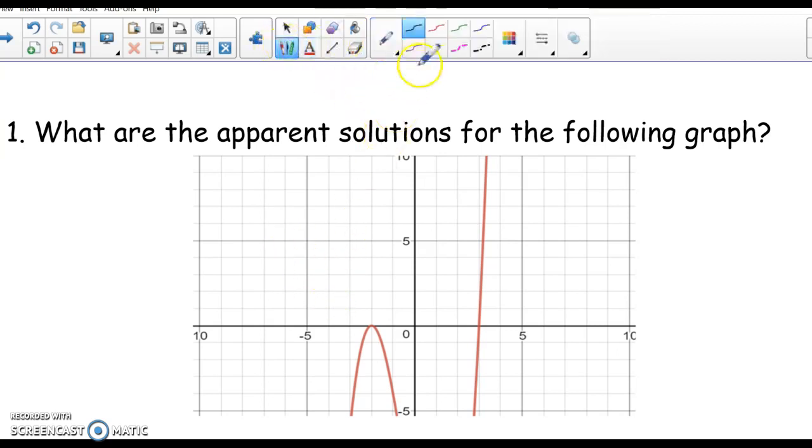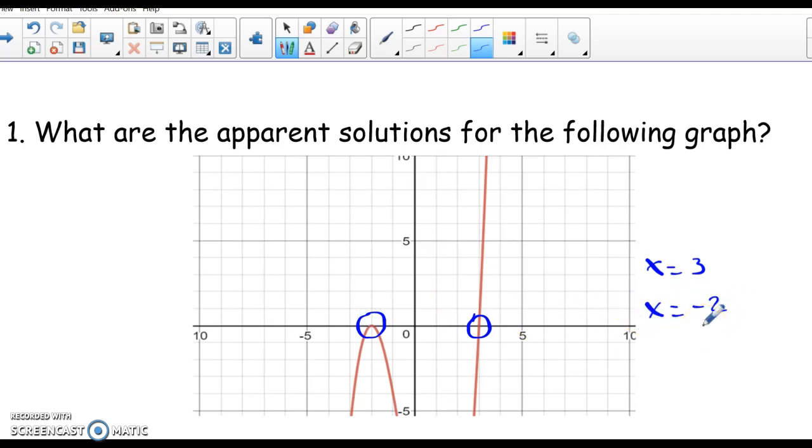So if we look at the graph and we talk about apparent solutions, we're simply looking for where the graph crosses the x-axis. So this is 1, 2, 3. That would be a solution. X equals 3. And -1, -2 would be a solution.